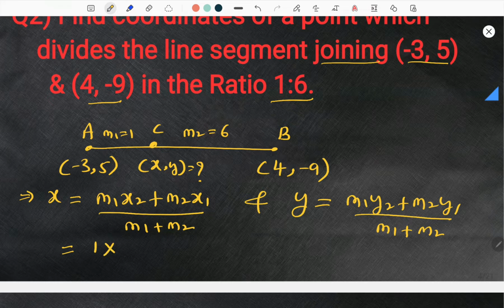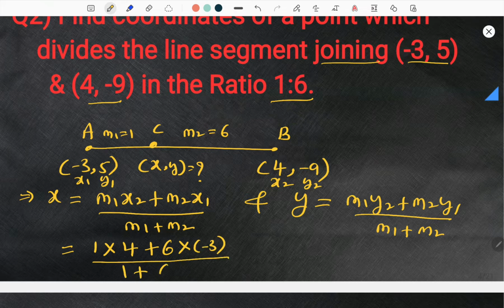This is x2, right? You have to call this x1, y1 and this one x2, y2. Okay, all right. So 1 into x2 is 4, plus m2 is 6, into x1 is minus 3, just put it as minus 3, divided by 1 plus 6.